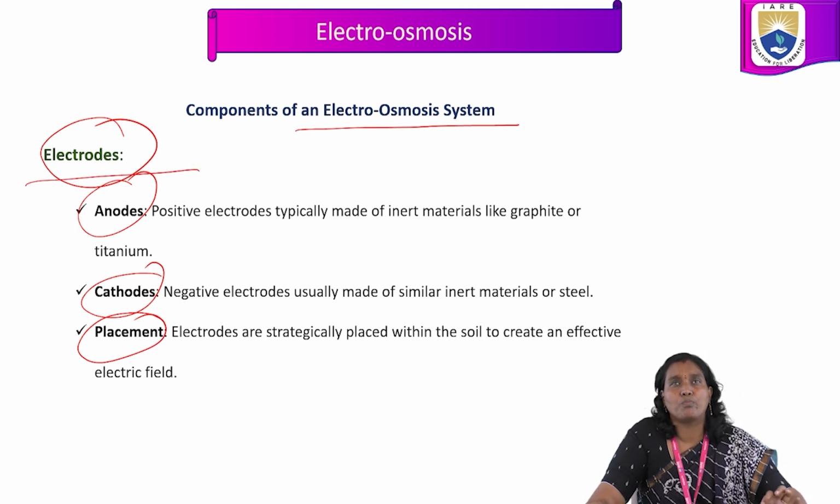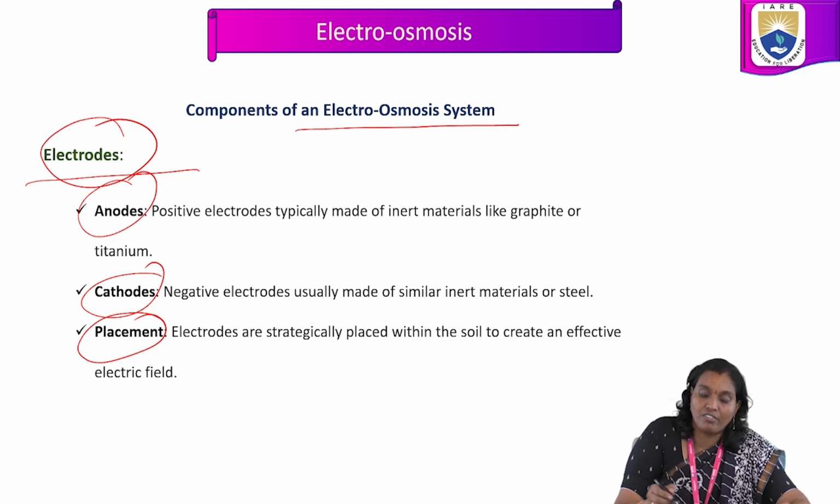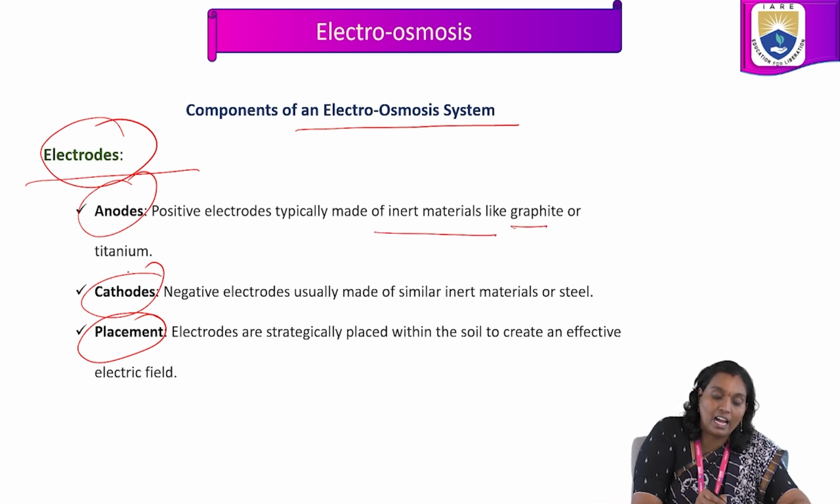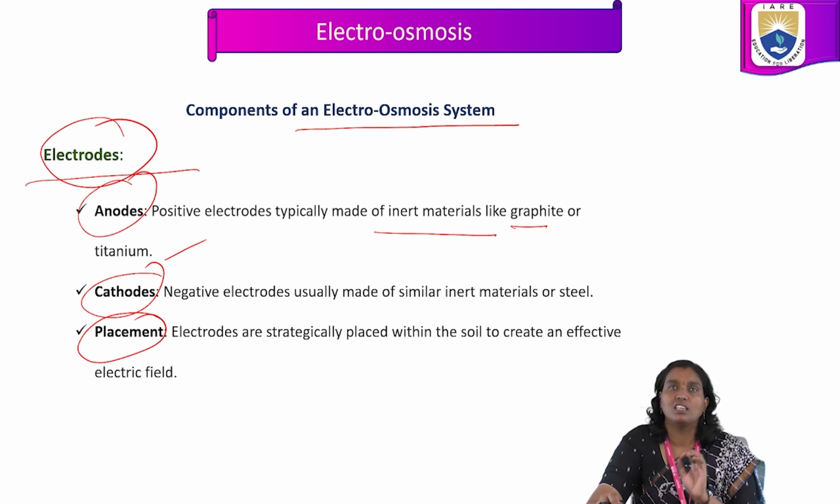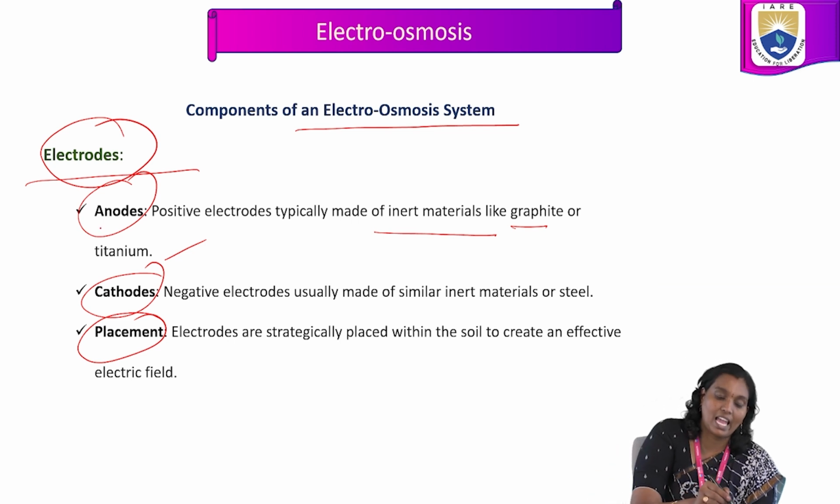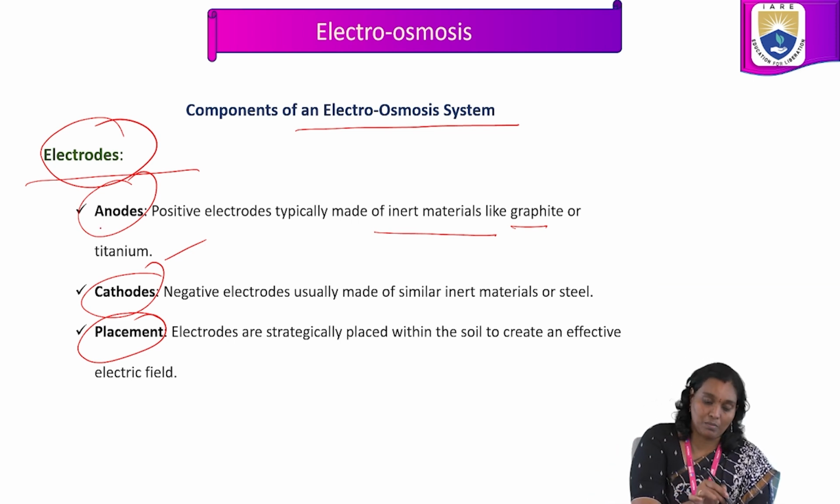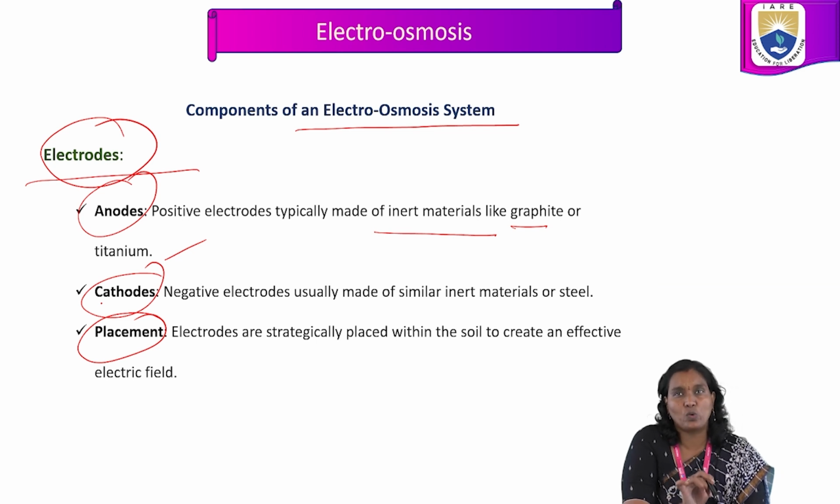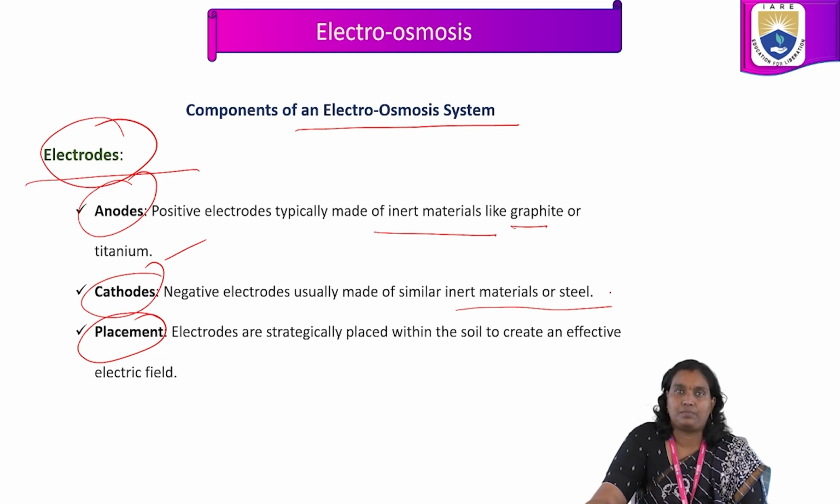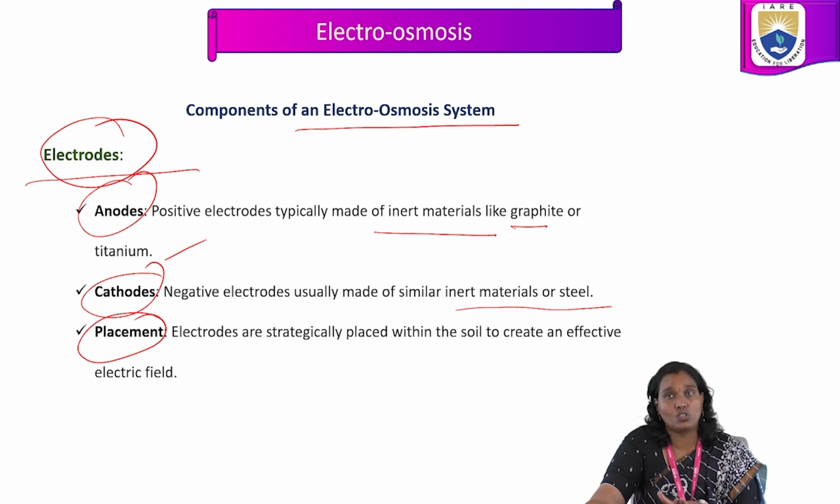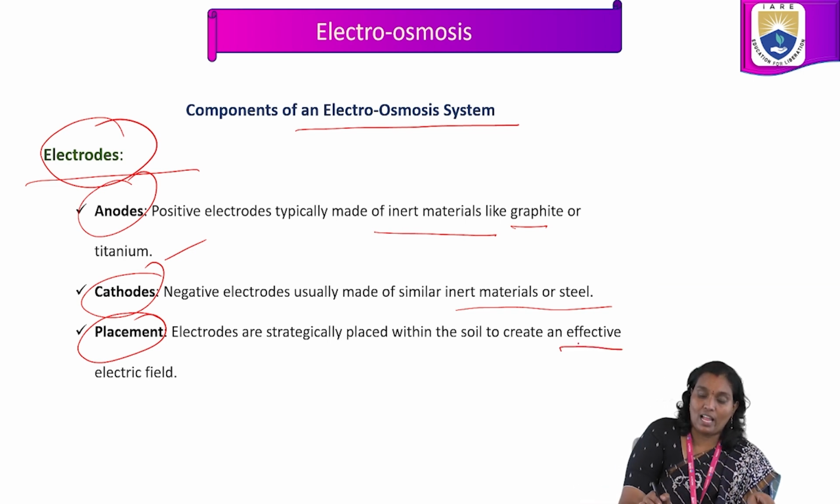Coming to the anodes, these are positive electrodes typically made of inert materials like graphite or titanium. The positive electrode is nothing but the anode, and the negative electrode is nothing but the cathode. The negative electrode is usually made of similar inert materials or steel. As for placement, electrodes are strategically placed within the soil to create an effective electric field.